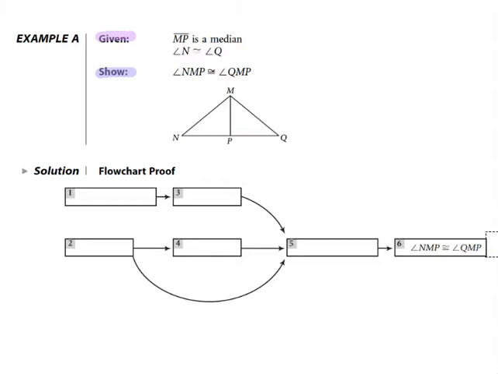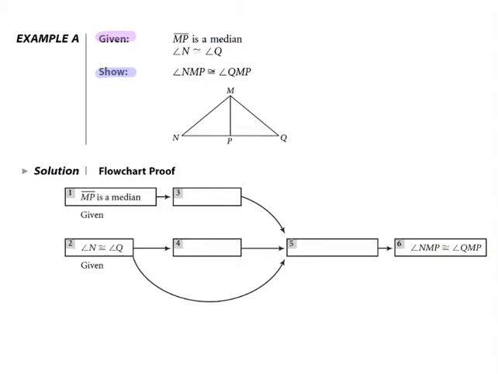Now, I said that the given statements were going to be the very start of our proof. So in this case, I'm going to put MP is a median. And I'm also going to put angle N is congruent to angle Q. The reason those are true is that they are our given statements, so we just write given. If those are located up where it says given, that's your reason. Does that make sense? You're just going to put given by each of those.